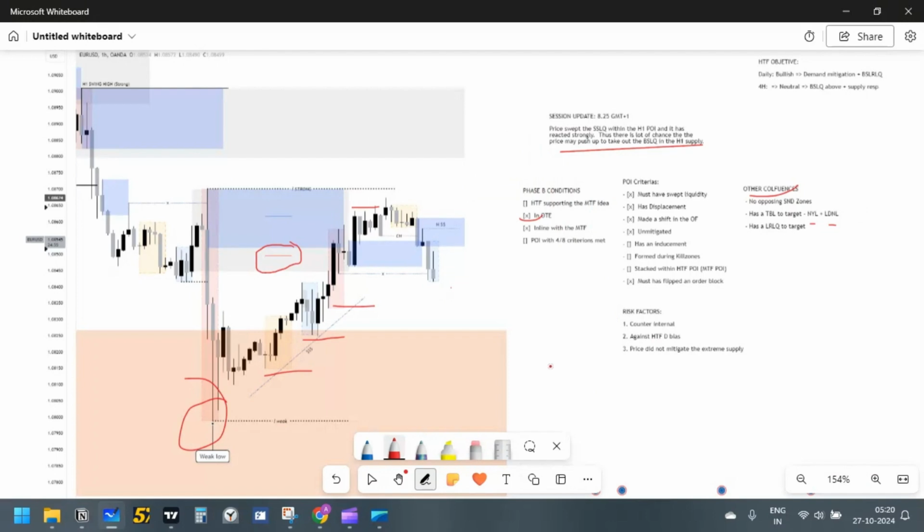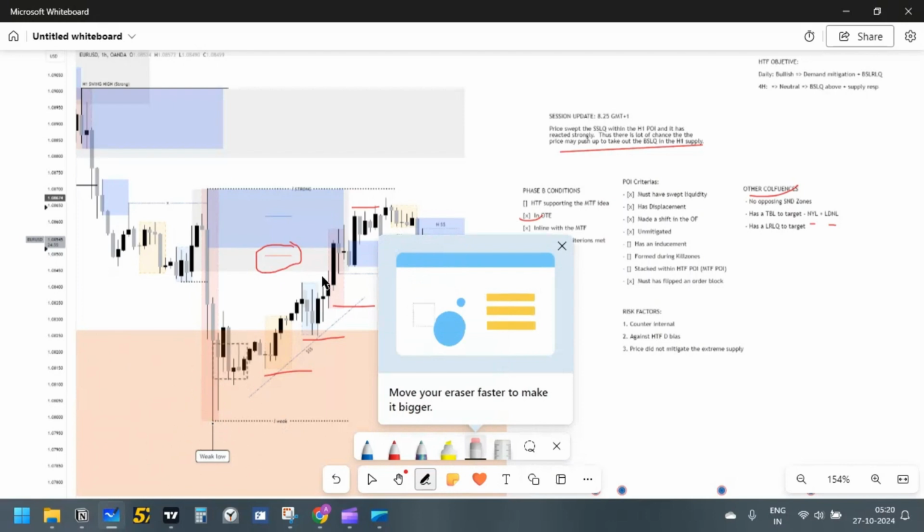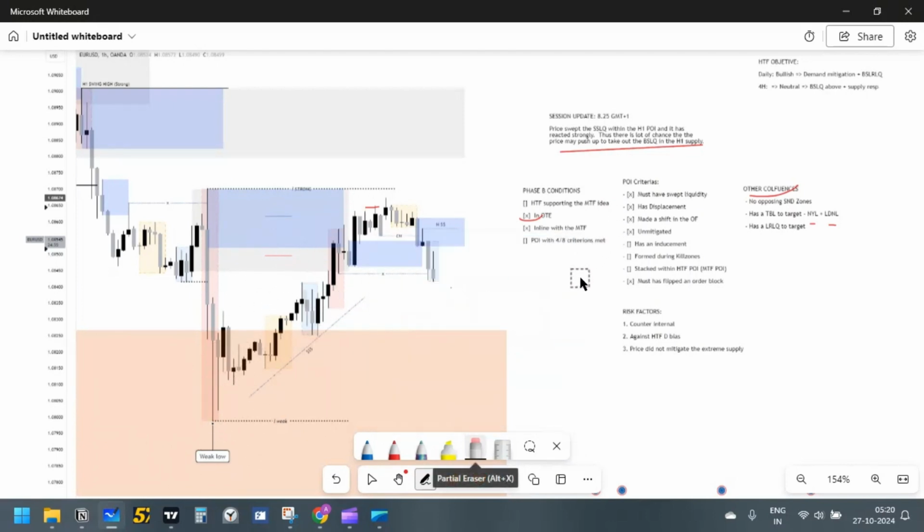So it is what it is. I didn't think too much before jumping into the trade. So I just want to target the low resistance liquidity, and there was partial support from the high time frame also.